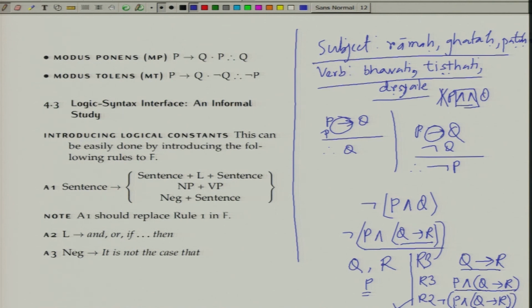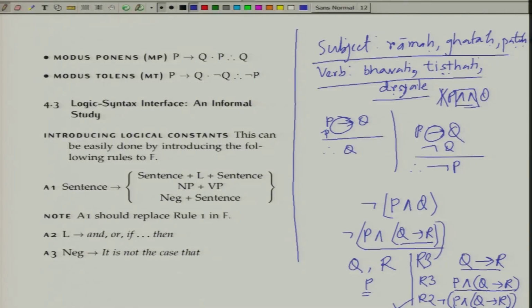Now we go to a very important section. Can all these things help us understand the natural language, or can they not help? Definitely they can help us understand the natural language. It is this way. So the next section is on the logic syntax interface. This is an informal study. We are not making it absolutely formal, but it will have the formal structure.